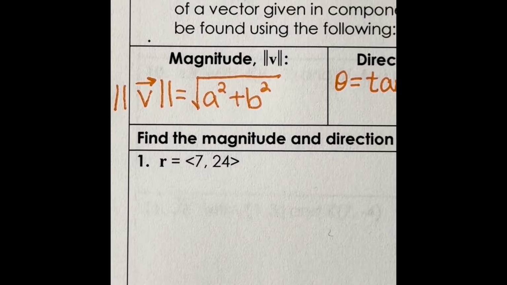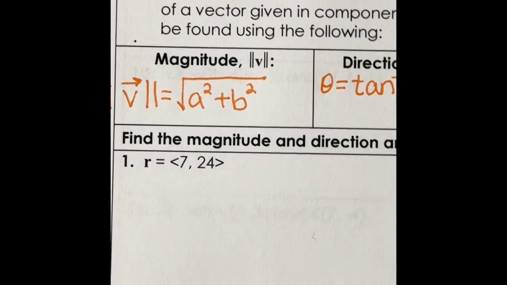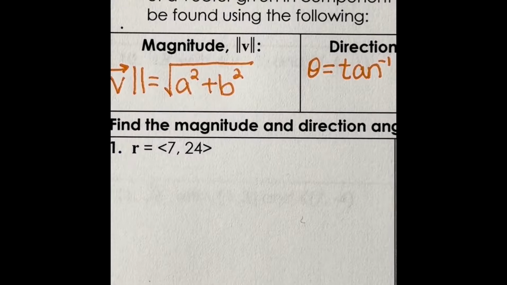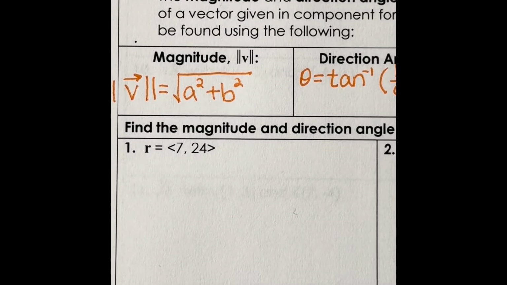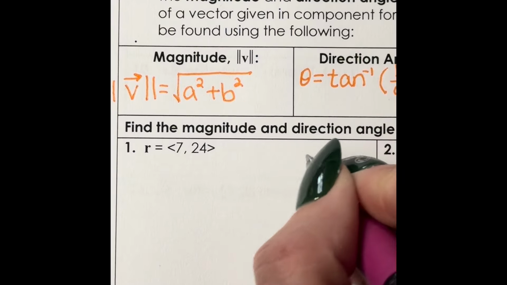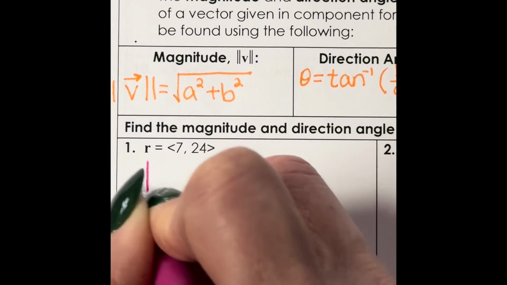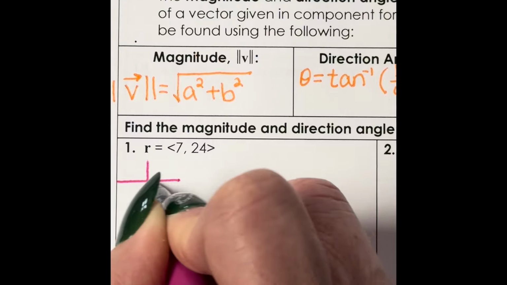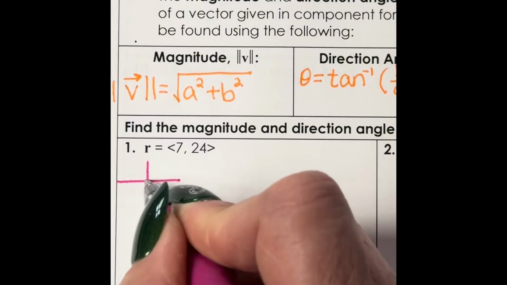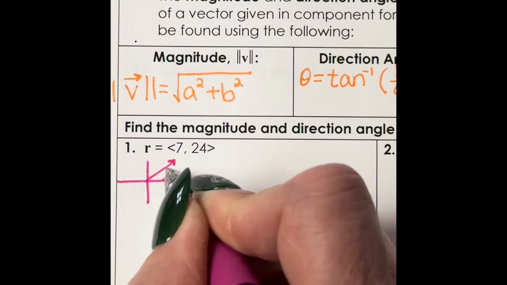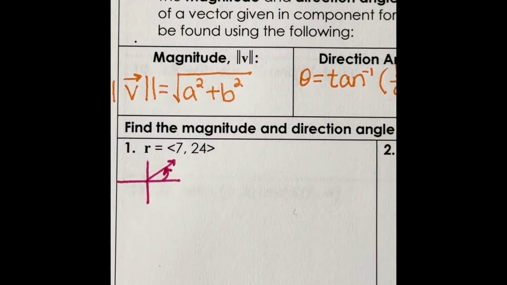Okay, now that we know what it means to find the direction angle, let's go ahead and find it. We are not going to do the magnitude because we've already done that. So we're just going to find the direction angle for each of these. First of all, the first thing I want to do with each of these is figure out which quadrant we're going to be in. If I look at the point 7, 24, that's a positive x, positive y. So that's going to put me somewhere in quadrant 1. So my angle is going to be somewhere in there.